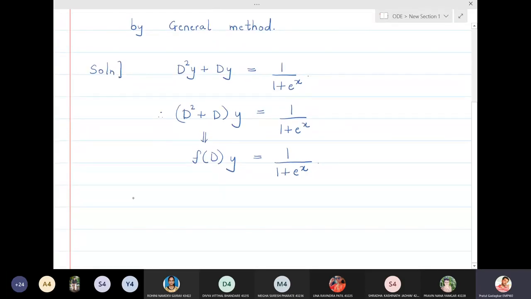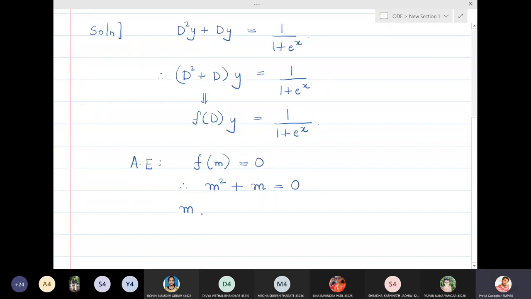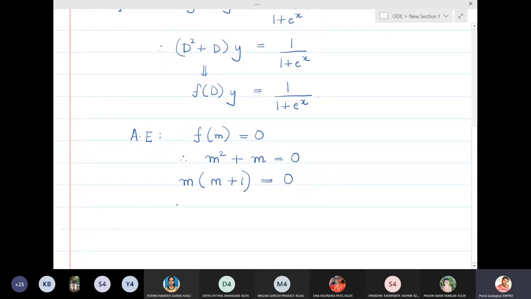So here the auxiliary equation is f(m) = 0. This means that m² + m = 0, which I can factorize as m(m + 1) = 0, and therefore m is 0 or m is minus 1.